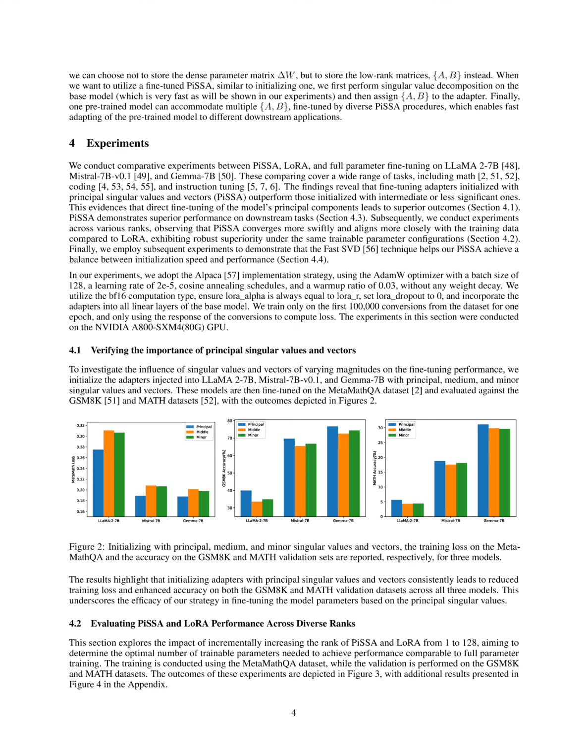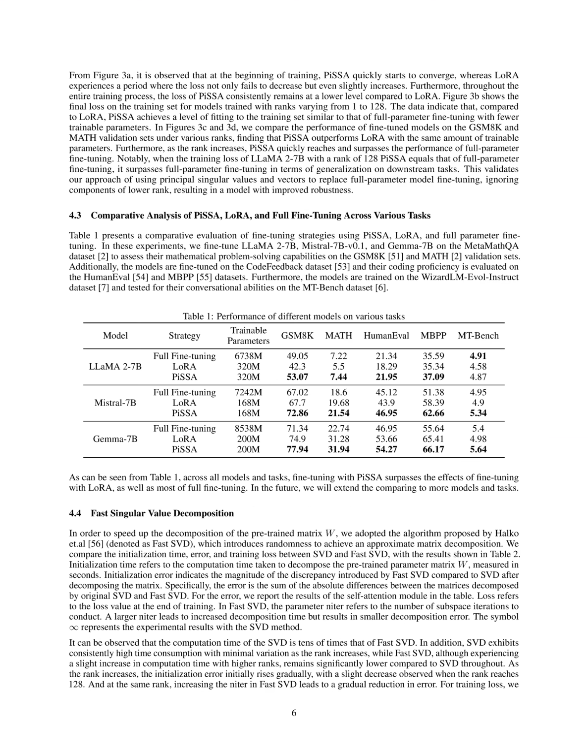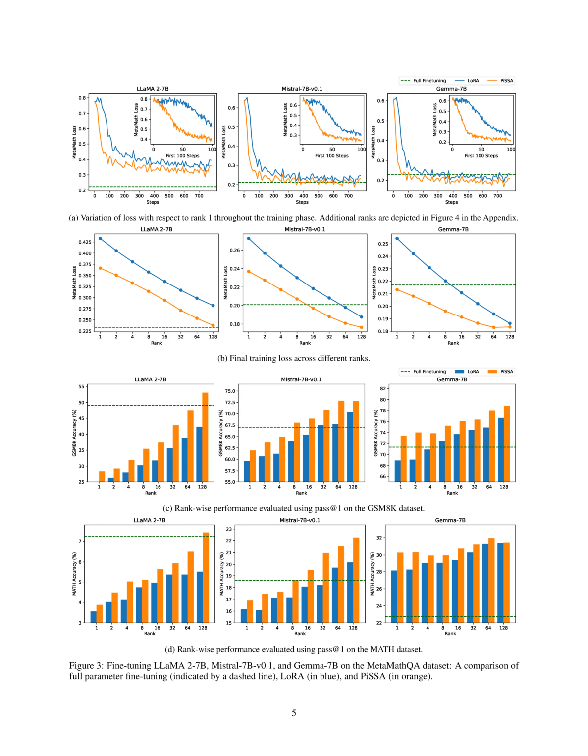9. PiSSA's ability to converge quickly, maintain low training loss, and outperform LoRA and full parameter fine-tuning across tasks underscores its effectiveness in enhancing model performance. 10. Overall, the experiments demonstrate that PiSSA is a highly effective fine-tuning method that offers improved performance, faster convergence, and enhanced robustness compared to LoRA and full parameter fine-tuning approaches.